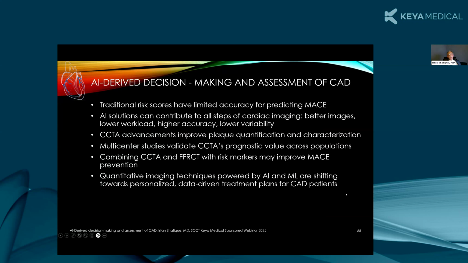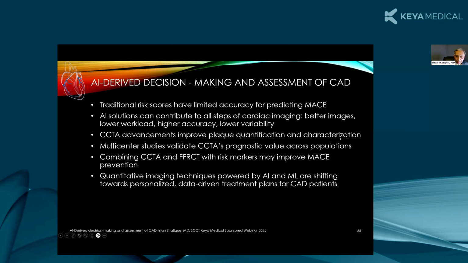So AI-derived decision-making and assessment of coronary. I actually would add to that AI-derived or AI-assisted, because you are still the driver, okay? So it is AI-assisted. Traditional risk scores, as we know, have limited accuracy of predicting MACE, but AI solutions have contributed to all steps of cardiac imaging: images, workload, accuracy, and less variability. So advancement has improved our quantification and characterization of plaque.